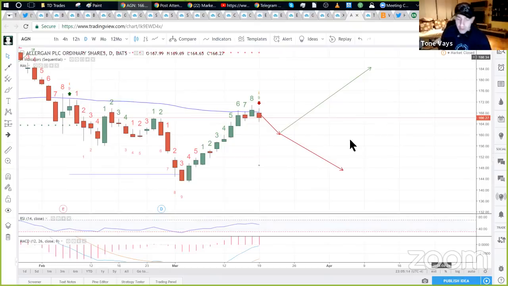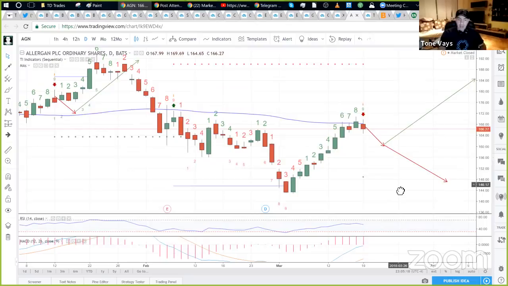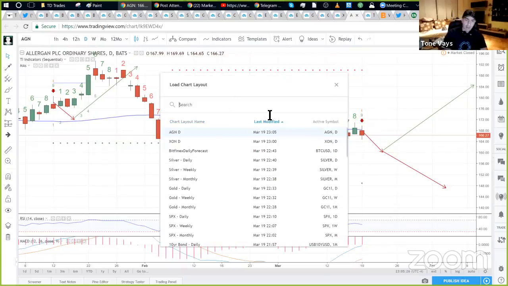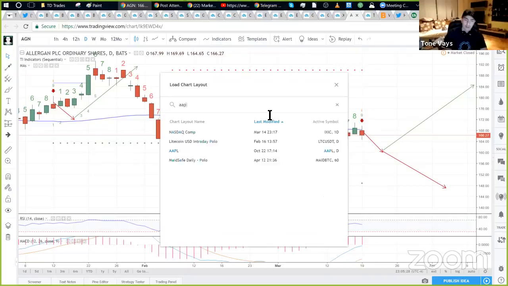Okay, so yeah, I don't just scan for things at the low. I need something at the low to actually trade. I also want to take a look at Apple. I know they took a hit. I should have Apple in here. And I do.